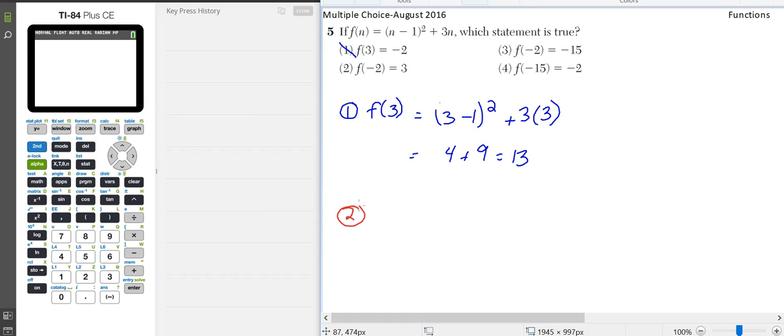Let's evaluate f of negative 2. f of negative 2 is equal to (negative 2 minus 1) squared plus 3 times negative 2. Negative 2 minus 1 is negative 3. Negative 3 squared is 9. 9 plus 3 times negative 2, which is negative 6. 9 minus 6 is equal to positive 3. And since f of negative 2 is equal to 3, choice 2 is the correct answer to the question.